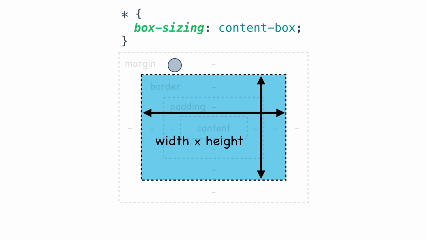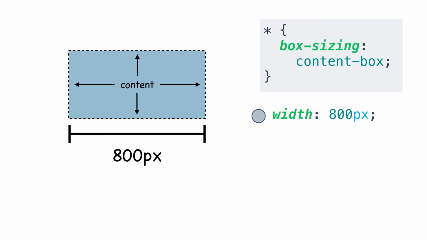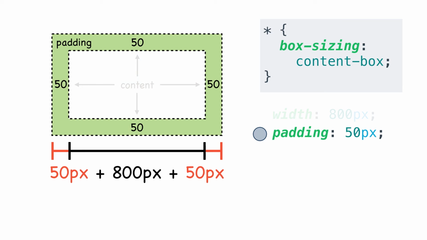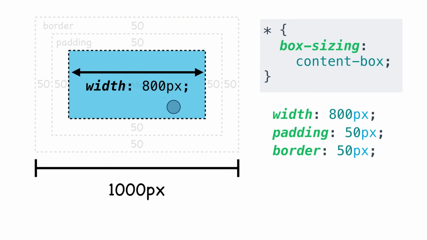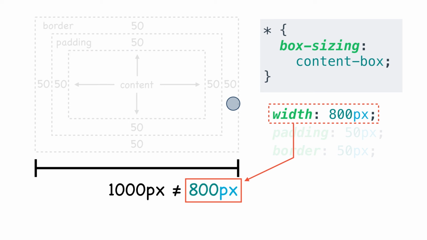With content box, width and height don't include padding or border. That's what makes it weird. For example, if you were to set the width of an element to be 800 pixels and then add padding and border, then the actual width of the element is 800 pixels plus whatever padding and border is added to the element. This is confusing because the width only includes the content. It doesn't include the padding or border, which are parts of the box model that most people think of as inside the element. This is often unexpected behavior.